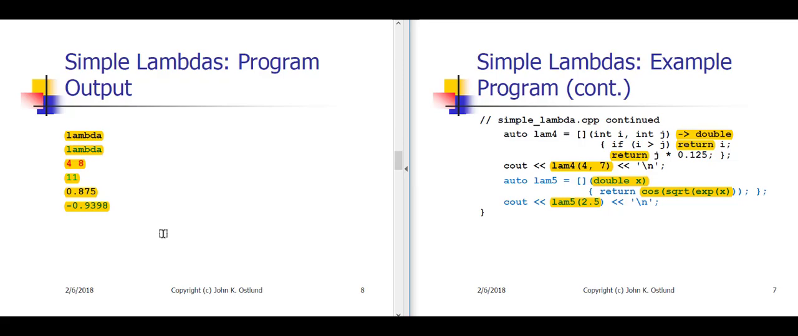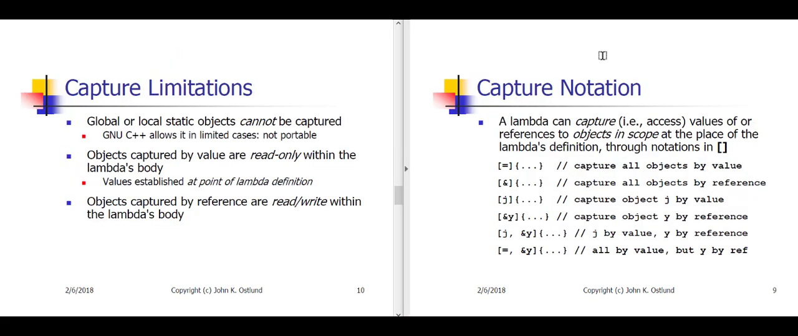Now, at the point where you define a lambda, it's very likely that there are some other variables in the same scope where you have defined that lambda. For example, if you've got a function and you define a lambda within the body of that function, then that function may have parameter variables, may have other local variables that are in the same scope as the lambda. Now the lambda can capture, that is, gain access to either values or references to these other objects that are in the same scope as the lambda.